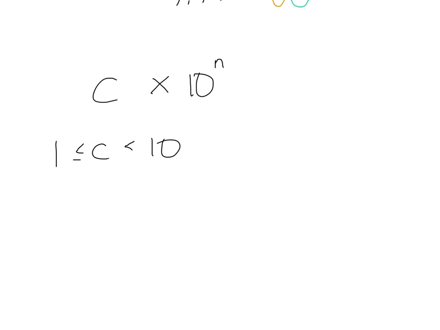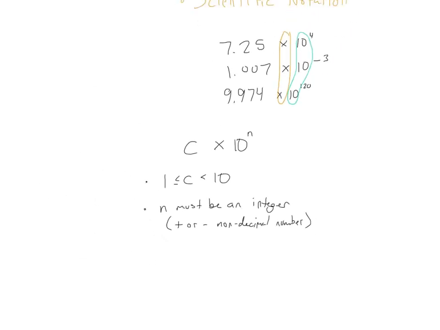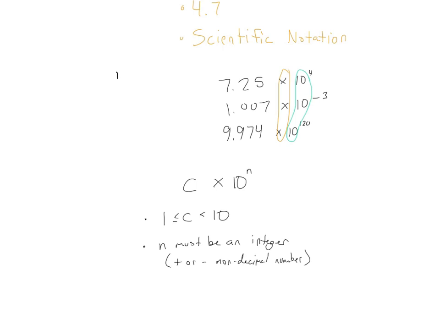And then again, so we could say that's rule number 1. Rule number 2 is n has to be an integer. Again, what's the definition of an integer? It is a positive or negative non-decimal number. All right, and so this whole thing, we'll call this item number 1.